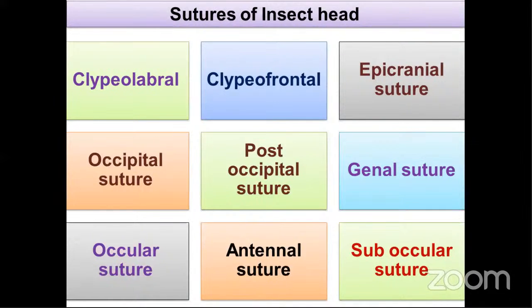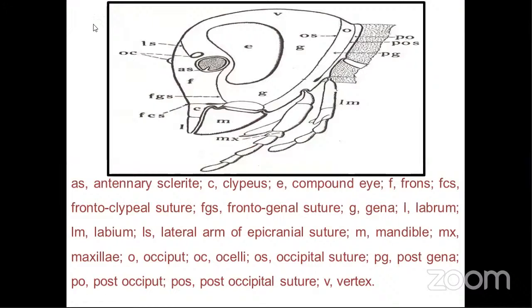So let's move on to sutures. There are different types of sutures: clypeolabral suture, clypeofrontal suture, epicranial suture, occipital suture, postoccipital suture, genal suture, subgenal suture, ocular suture, antennal suture, subocular suture. Suture means the joining of two sclerites. You can see these pictures. Here the labrum, the upper lip, is there, and the clypeus is there. C means clypeus.